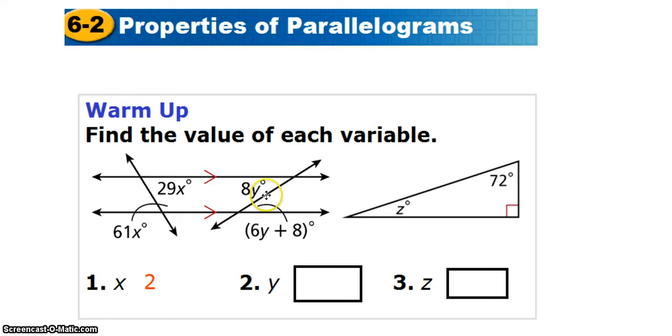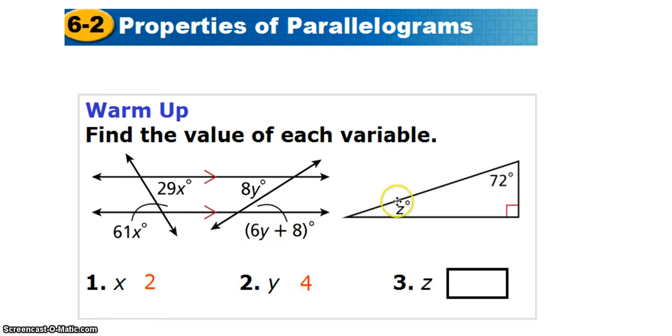In this case, 8y and 6y plus 8 are alternate interior angles. So they are equal. 8y equals 6y plus 8. So when you subtract, 2y equals 8, or y equals 4.